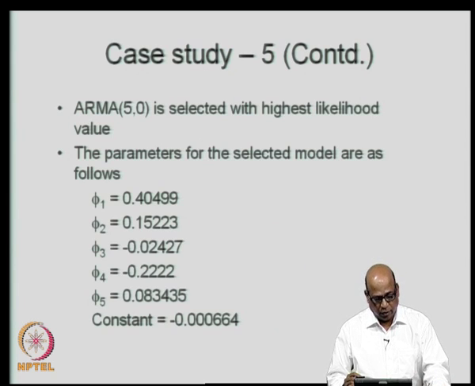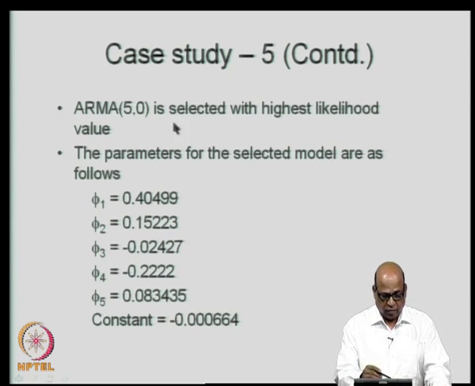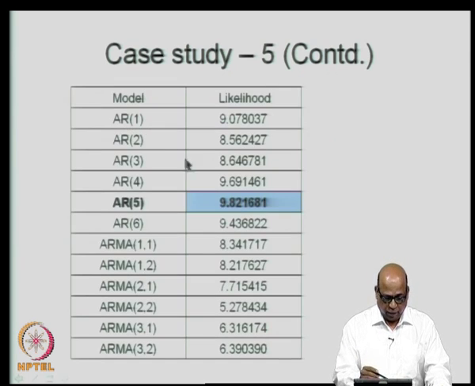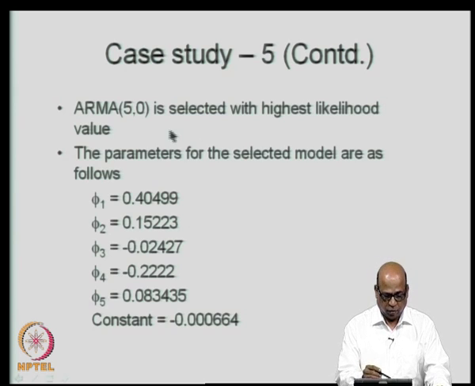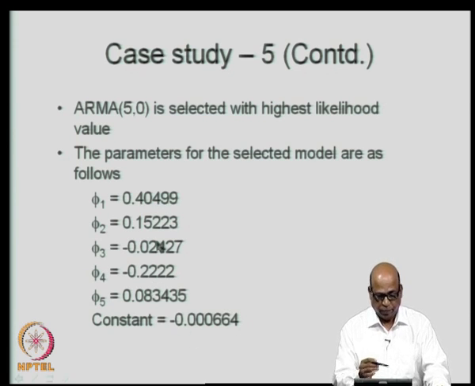Then we also consider, okay, fine, before I come to the forecasting part. So, ARMA 50 or simply AR5, this model gives you the maximum likelihood value. The associated parameters for these are phi 1 to phi 5 and the constant. So, these are the associated parameters.